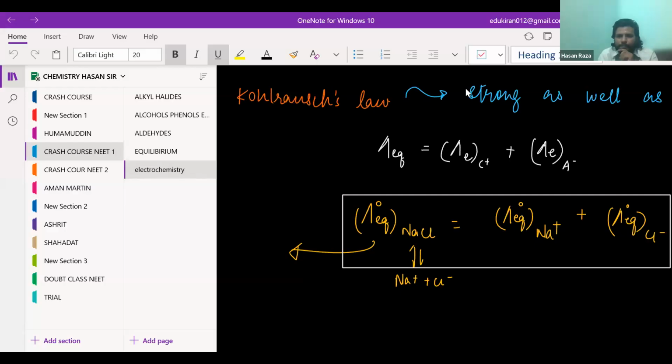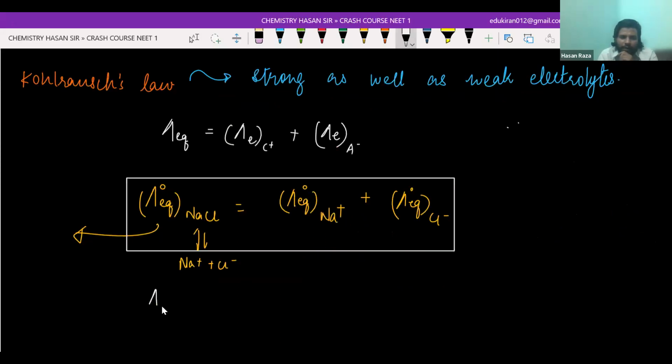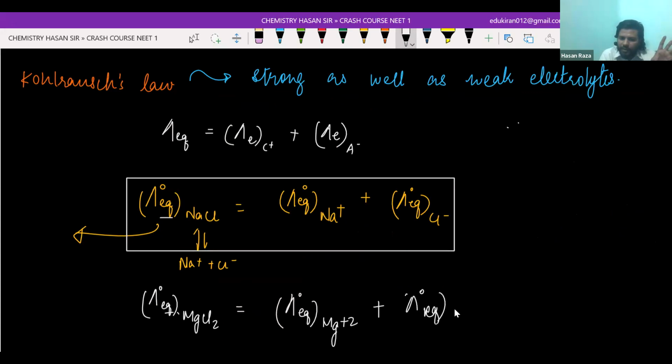Just wait a minute. If you have lambda naught equivalent of MgCl2, I'm talking about equivalent conductivity right now, not molar conductivity. If there is M, that means molar conductivity. If it is E or EQ, it means equivalent conductivity. Again, this will be lambda naught equivalent of magnesium, which will be the cation with +2, plus lambda equivalent of Cl minus.